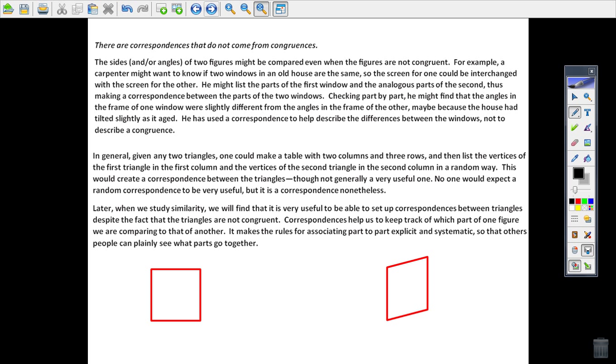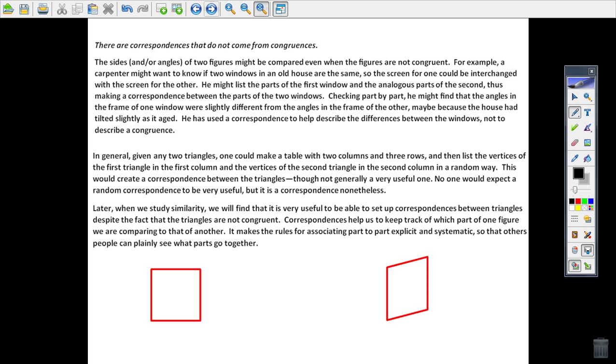So for example, let's say that you are a carpenter. You might want to know if the two windows in an old house are the same, so that the screen for one could be interchanged with the screen for the other. You might list the parts of the first window and the analogous parts, the parts that go with it, of the second, thus trying to make a correspondence between the parts of the two windows. Checking part by part, he might find that the angles in the frame of one were slightly different from the angles in the frame of the other.